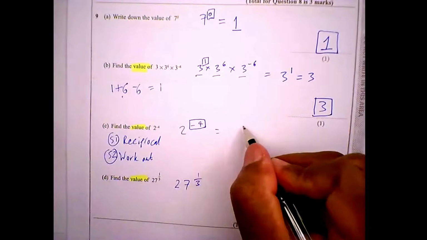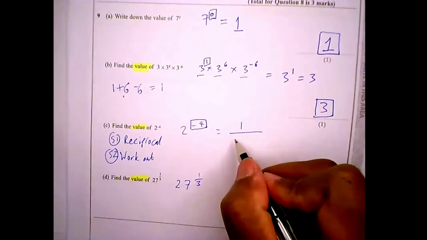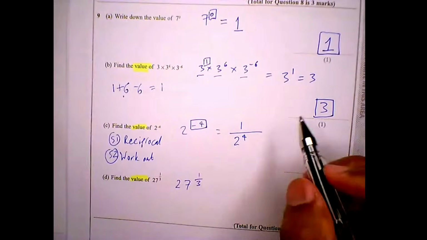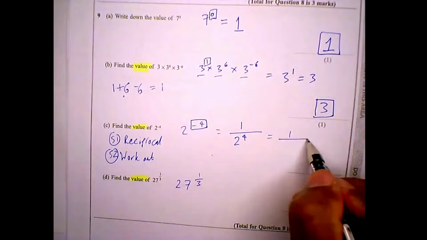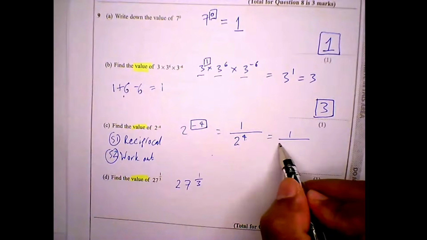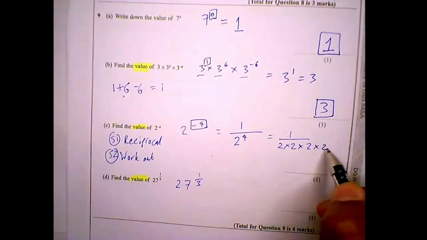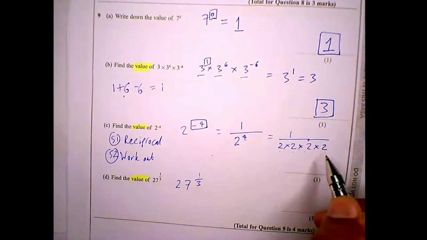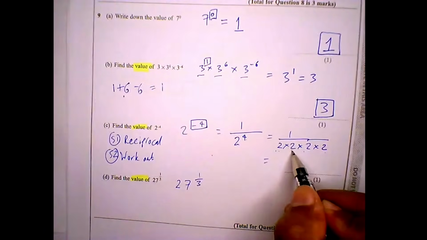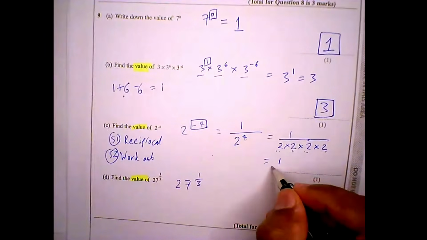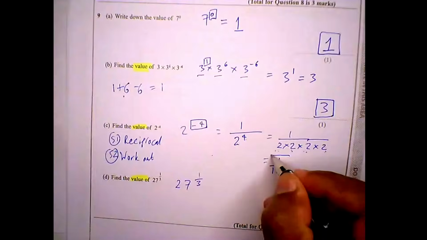So this now becomes 1 all over 2 to the power 4. And now I can work it out. 1 all over 2 happens 4 times. So 2 times 2, that's twice. 3, 4 times. 1, 2, 3, 4. 2 times 2 is 4, times 2 is 8, times 2 is 16. So it's 1 over 16 is my final answer.